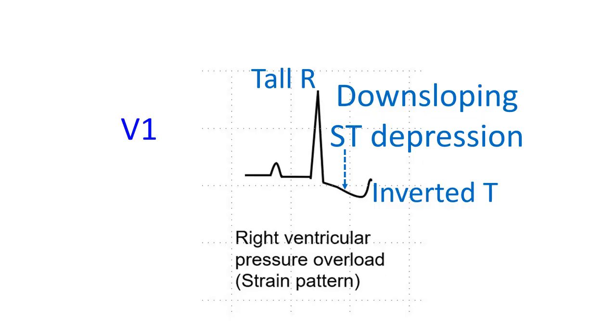Right ventricular pressure overload manifests with tall R wave, downsloping ST segment depression and T wave inversion in V1. The pattern is similar to that of left ventricular strain pattern but noted in leads facing the right ventricle. It occurs when the pressure in the blood vessels to the lungs is high or when there is obstruction to the pulmonary valve.